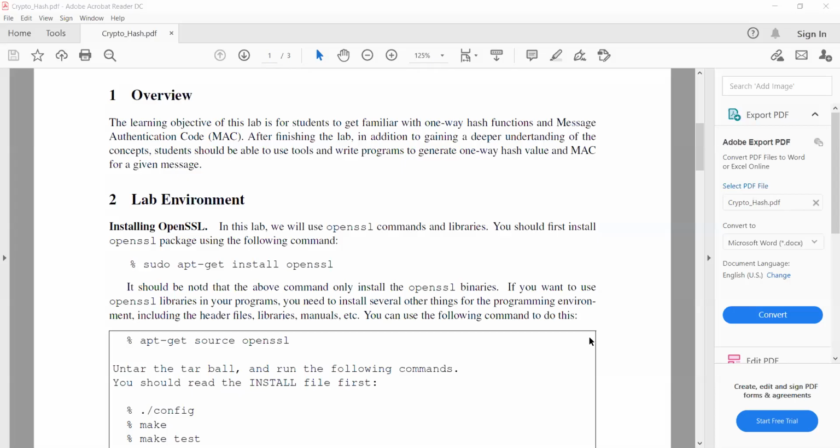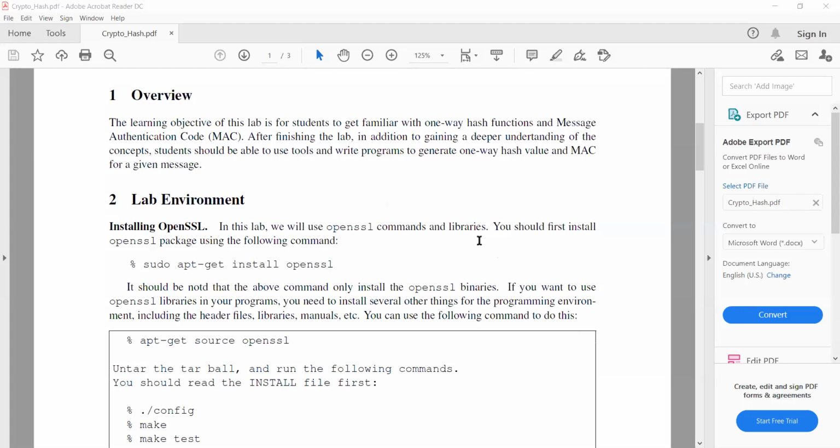All right, there are two documents here. I'm going to share the screen first with this one. There are going to be two PDFs in the folder. So you guys should be seeing the PDF, correct? Yeah, the crypto hash one.